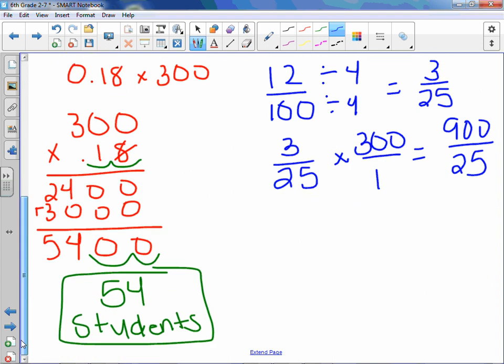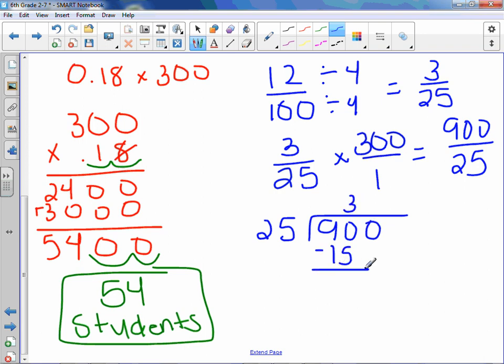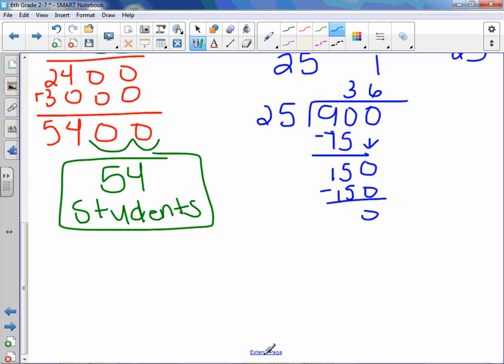And now the division. And this is an instance where I don't know what 900 divided by 25 is. So I have to do some long division. 25 goes into 90 3 times, which is 75. Subtract and get 15. Bring down the 0. 25 into 50. 25, 50, 75, 100, 125, 150. That's 6 times evenly. So we get an answer of 36 students.